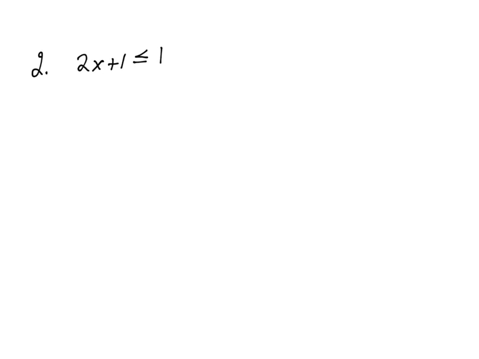Okay, a second one here. This should be a 7. 2x plus 7 less than or equal to 1. So same thing, solve, graph, and write this in interval notation. So I'm going to subtract 7 from both sides. We get 2x less than or equal to negative 6. And then divide both sides by 2 here. So we get x less than or equal to negative 3.